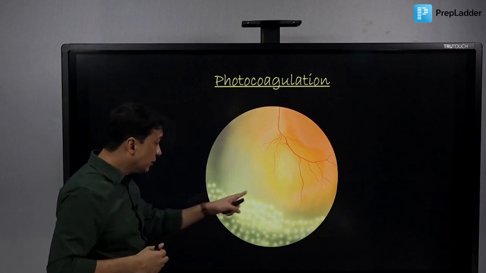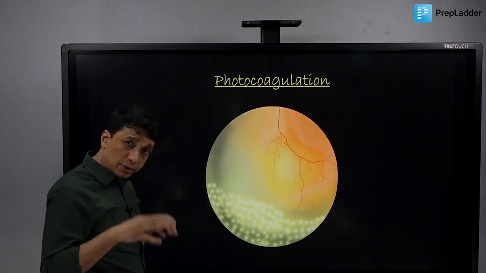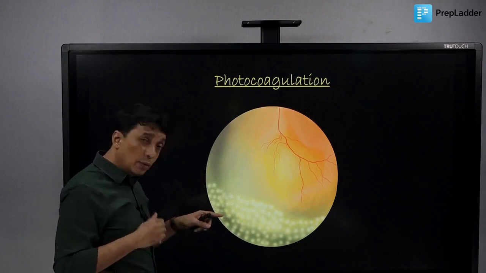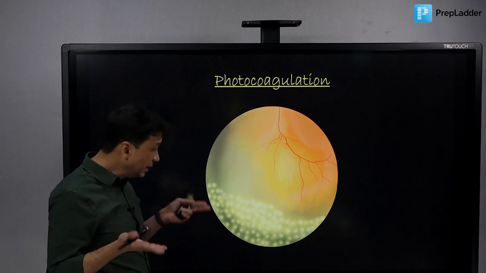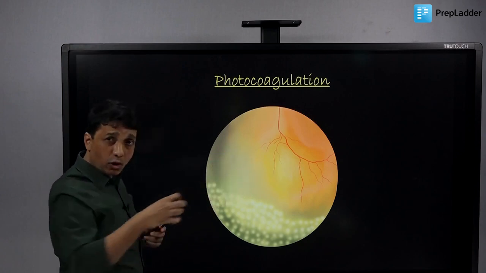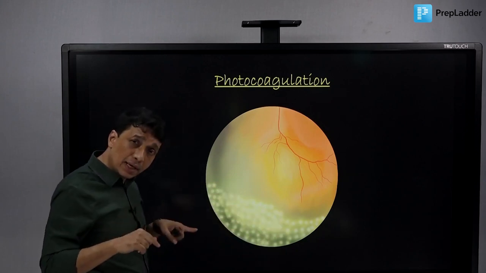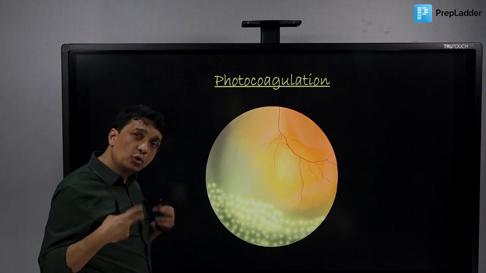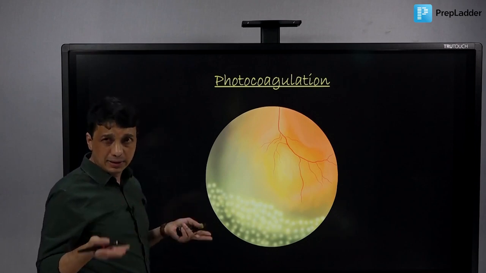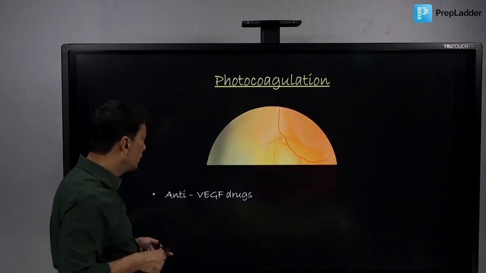Basically, now we are trying to destroy the avascular retina, because it is the avascular retina which is hypoxic. It is the hypoxia which is producing neovascularization. So since we do not want further neovascularization, we destroy the avascular retina. So there is no avascular retina, there is no hypoxia, there is no VEGF, and there is no further neovascularization. So this is called photocoagulation. This is the common treatment that we do.